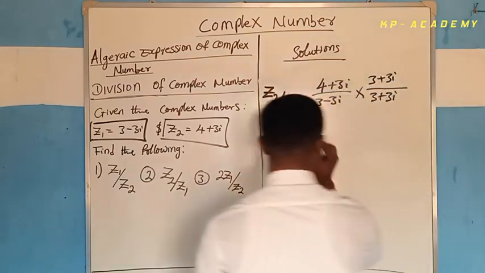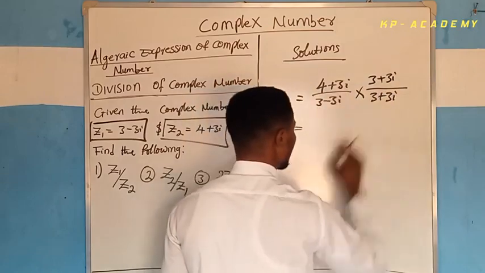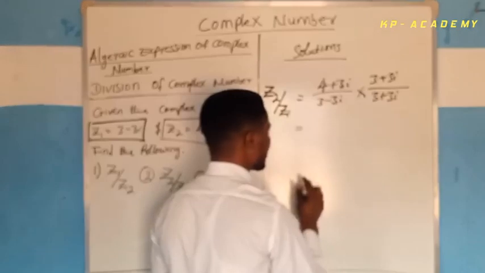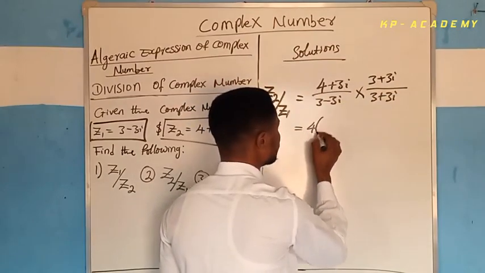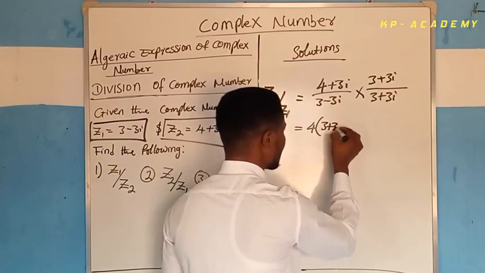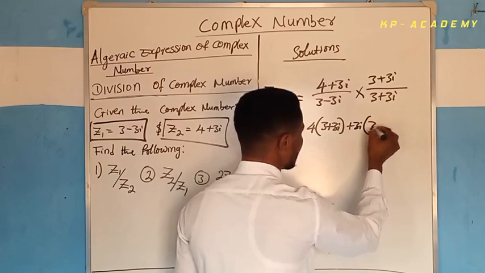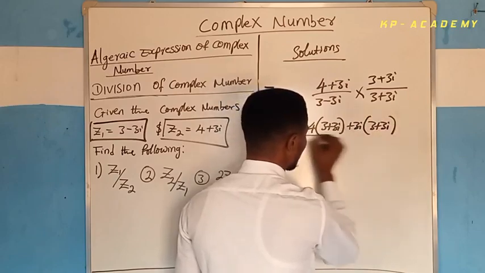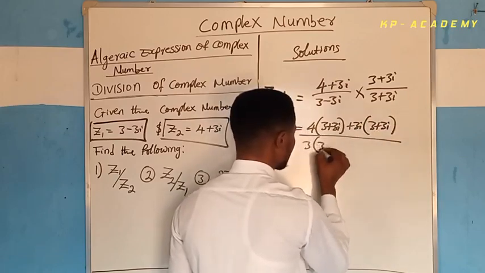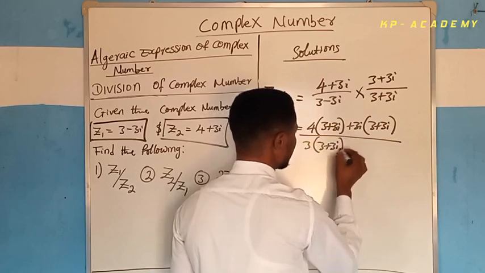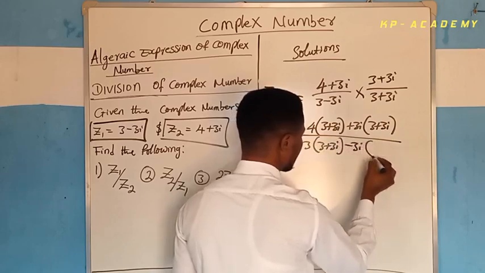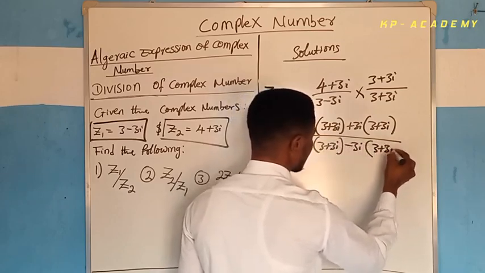So now, the next step will be to arrange it in a way we can multiply it out. So we have 4 into (3 plus 3i). Next, plus 3i into (3 plus 3i), all over 3 into (3 plus 3i). Next, minus 3i into (3 plus 3i).